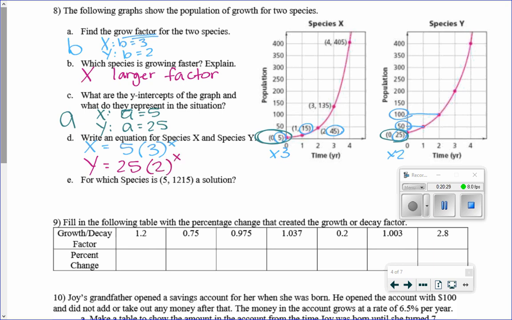Right. For E, it wants to know for which species is (5, 1215) a solution. So a couple of options is we could just plug in 5 for our X and see which one's going to give us 1215. Another option is we could continue the pattern of the graph. If you were to look at the fourth value here, 405, we would have to multiply that by 3 to get the fifth value. Or for species Y, the fourth value was 400, and this one's going by 2. So that one would have a fifth value of 800. So which one has a fifth value of 1215? X.